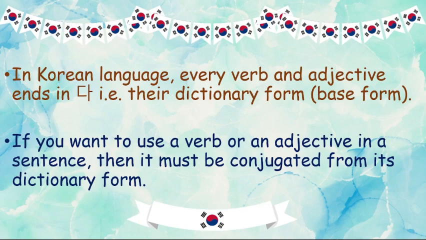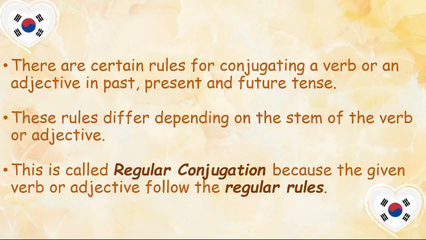Okay. But we also know that if you want to use any verb or adjective in a sentence, then it has to be conjugated from its dictionary form. We know that. Now, there are some rules for conjugating a verb or adjective in the past tense, present tense and future tense, right? And we already learned the conjugation of verbs and adjectives in all these three tenses. If you have not watched those videos yet where I explained the conjugation of verbs and adjectives, then you can go and watch them on the Korean Express YouTube channel. I'm going to share the link of that particular playlist in the description.